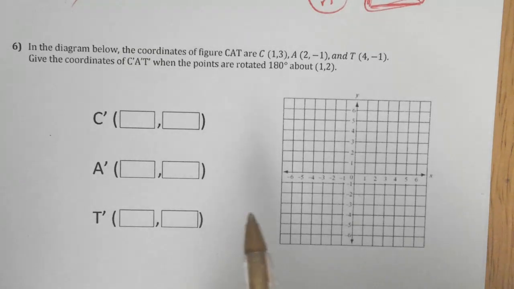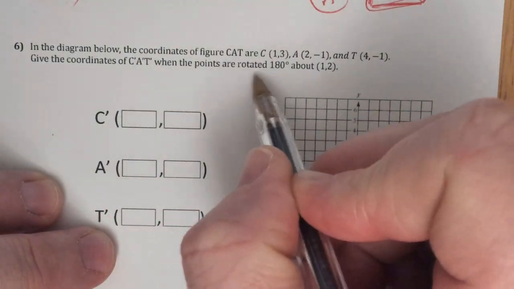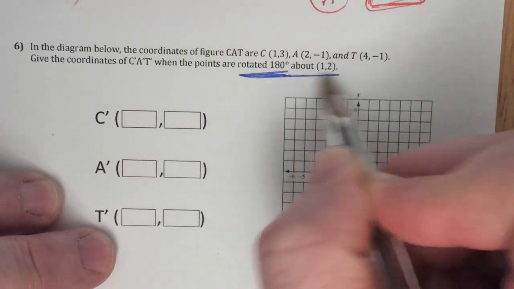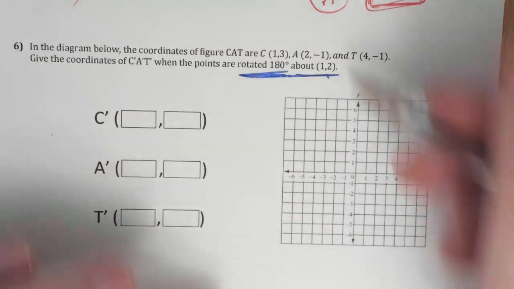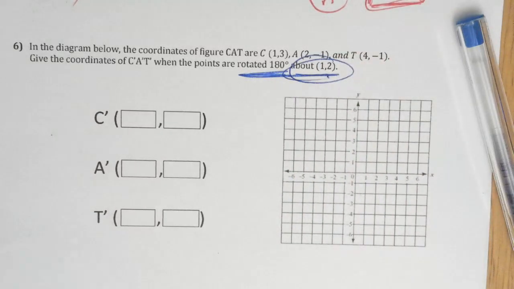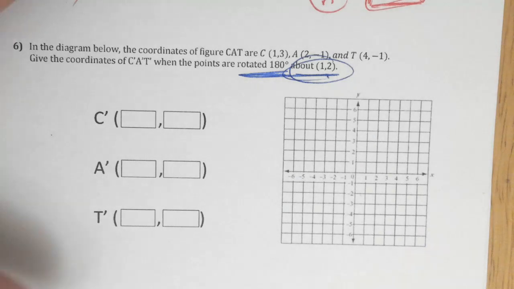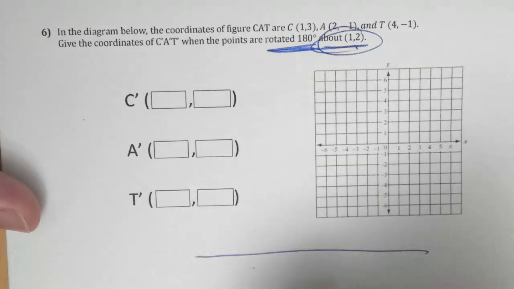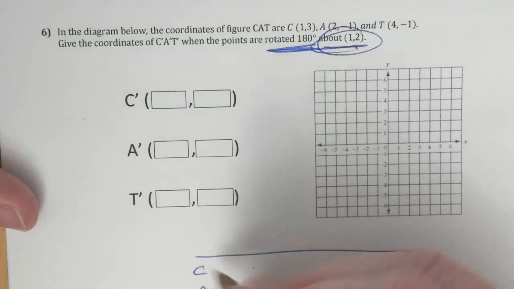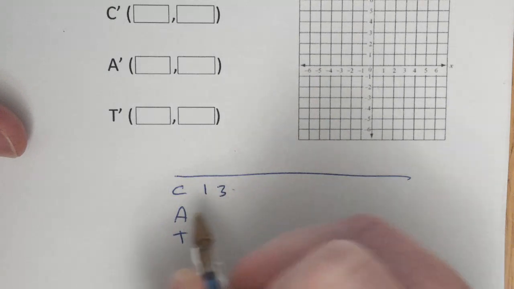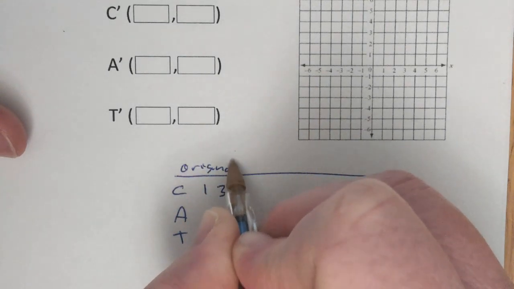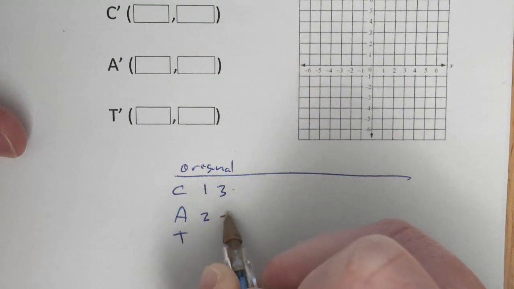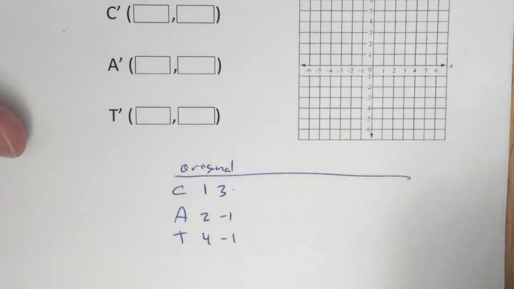All right, so number 6. Okay, so this one's important. It's going to be rotating 180 degrees about this point. So that means we're going to do the undo, redo, that stuff. So we're going to make the chart. Our points are CAT, and your CAT points were 1, 3. So this is the original: 1, 3, 2, -1, and 4, -1.